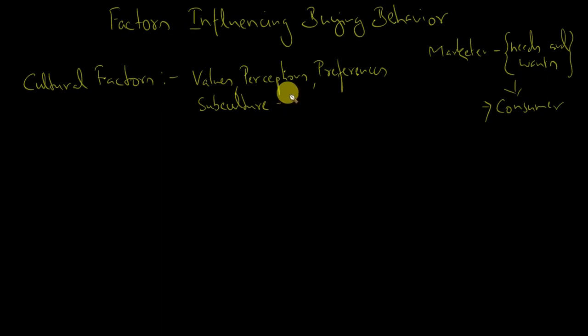Subcultures can include nationalities, can include religion, racial groups, geographic regions, etc. Many subcultures make up for very specific consumer groups. For example, imagine a group of Indians living in the US would show specific preferences in food, clothing choices, recreational activities, and this can all be traced down to their nationality.